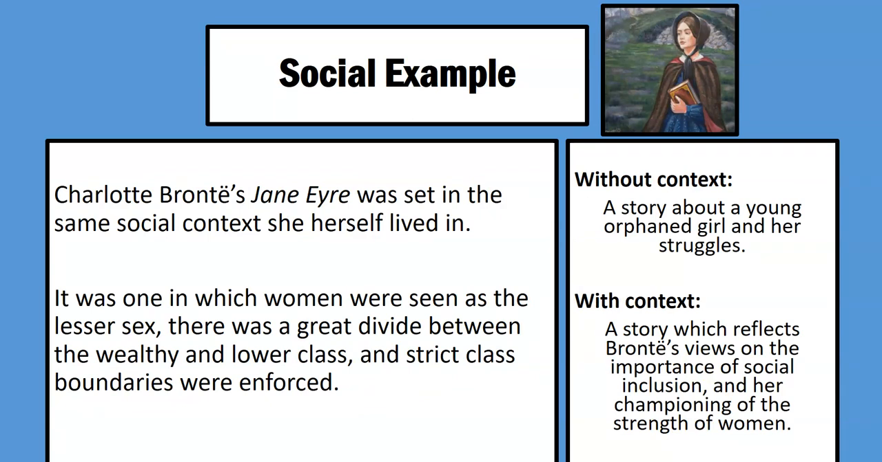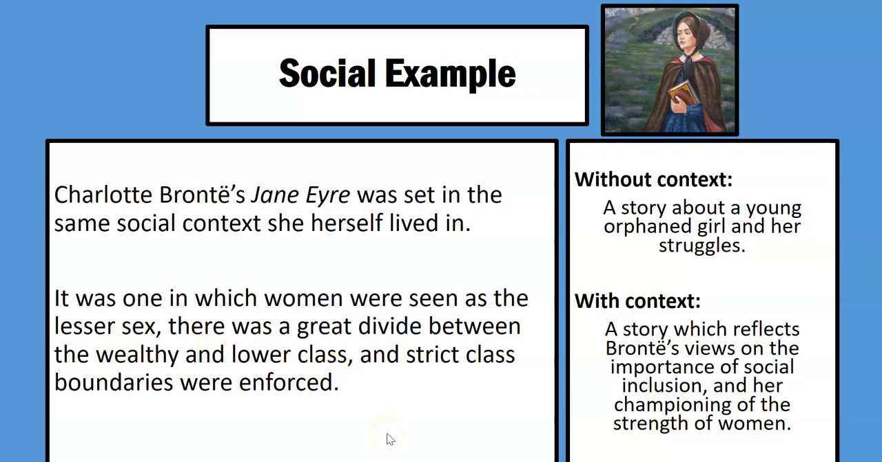From Charlotte Bronte's famous Jane Eyre, we know that it was set in the same social context in which she lived. So Charlotte Bronte wrote Jane Eyre to reflect her time and own individual upbringing. We have a number of authors or creators of novels and films creating period pieces, in which they're trying to delve back into the social context of that time. But for Charlotte Bronte, the creator, it was a self-reflection of how she felt as a woman of that time. So we can see that it was one in which women were seen as the lesser sex.